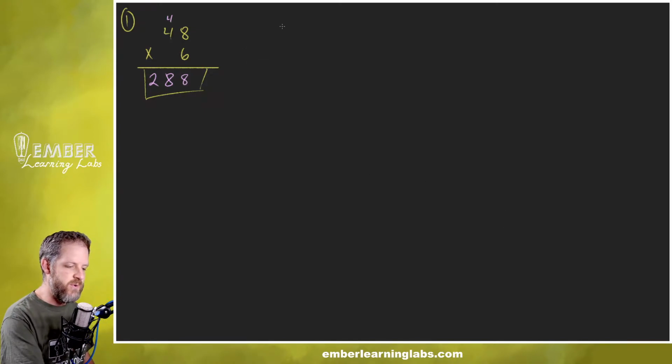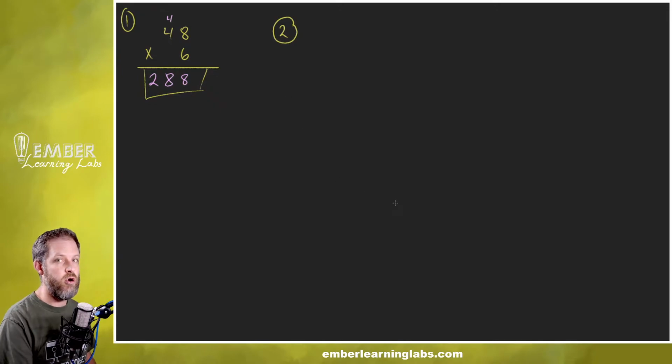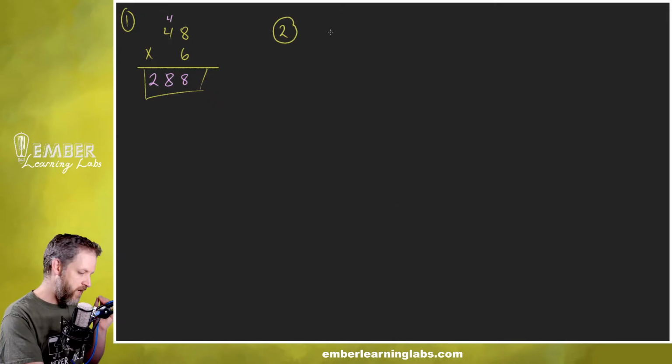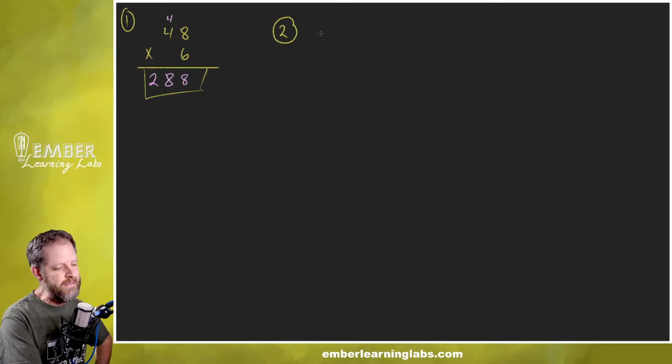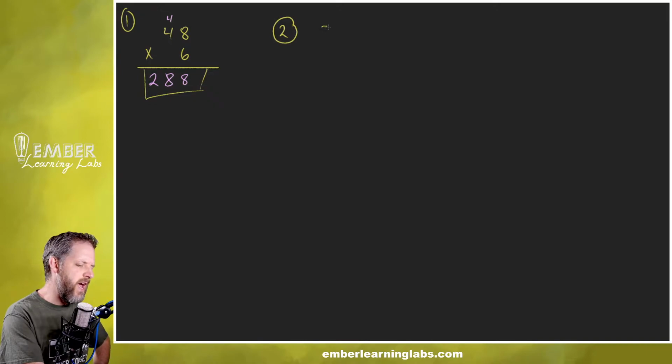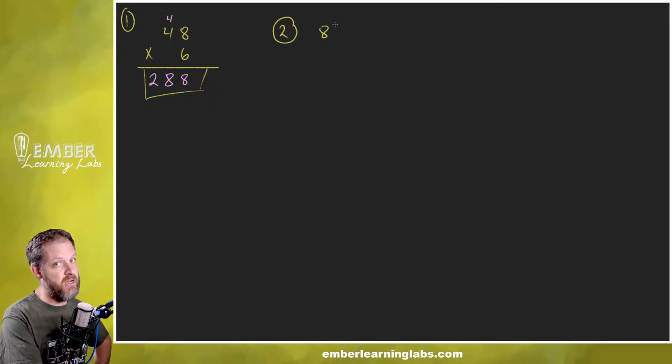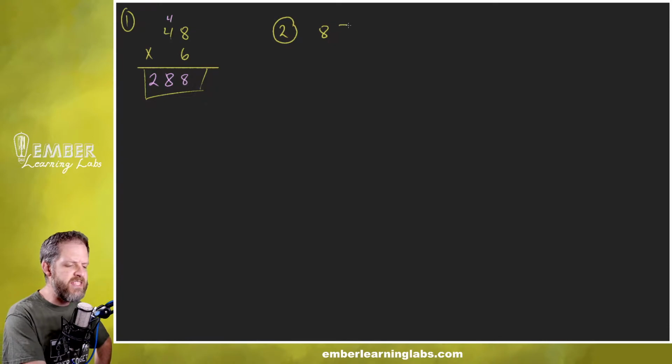All right, let's do example number 2. Let's do a 2-digit times a 2-digit number. Let's do, how about 80, because I'm stuck on 8s apparently. 87 times 52.